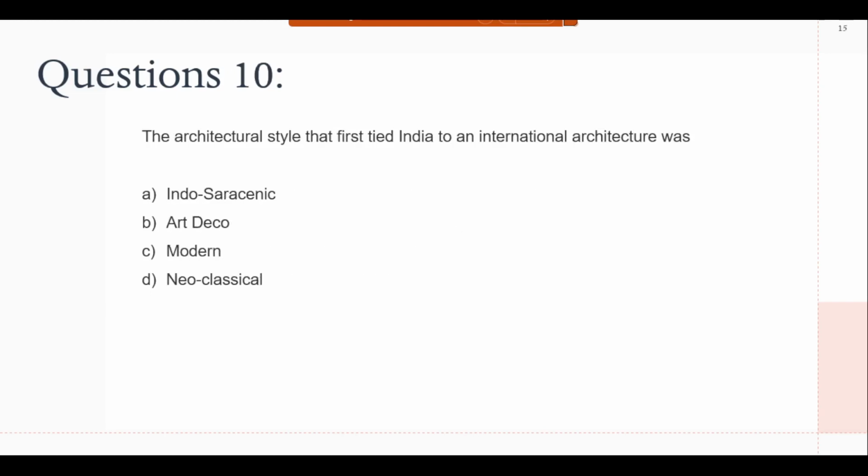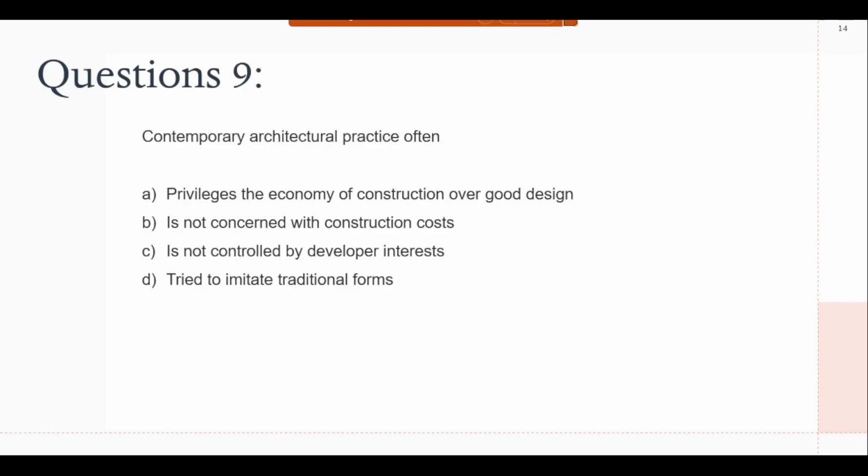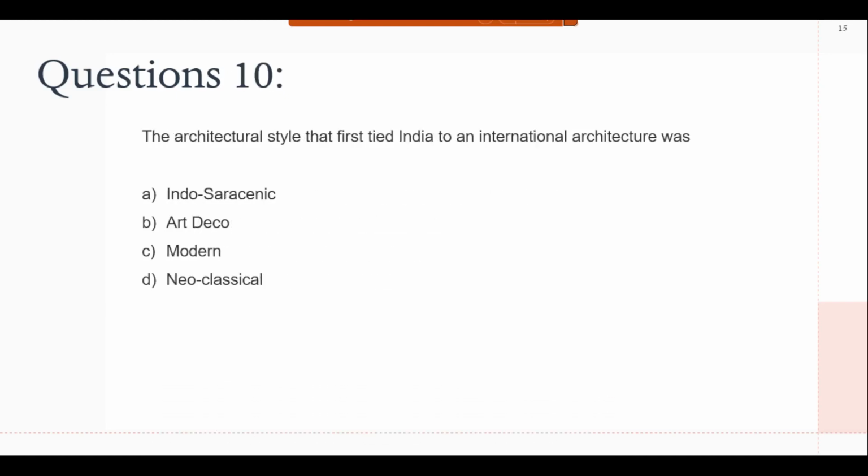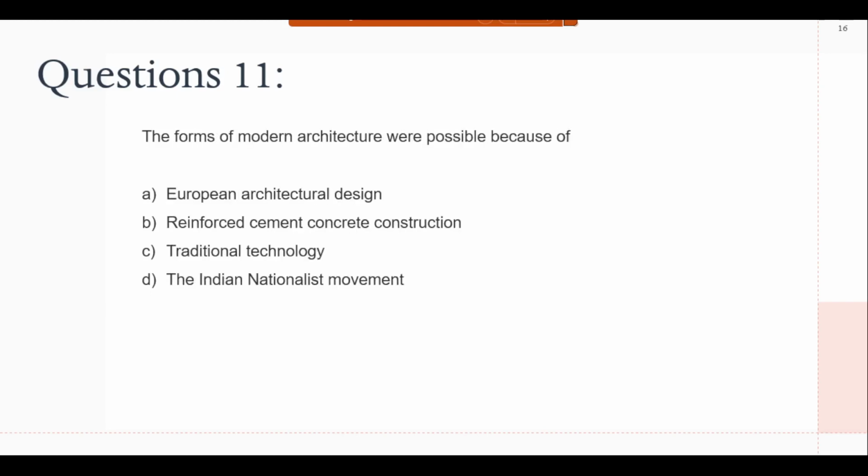Coming to question number 9. Sorry, question number 9 is over. Question number 10. The architectural style that first tied India to an international architecture was Indo-Saracenic, Art Deco, Modern, or Neoclassical? Art Deco. So it is talking about the style that first developed the bond of India with the international architectural style. Earlier we had our own traditional architectural styles. So it is Art Deco.